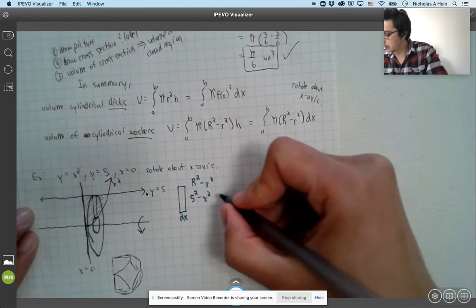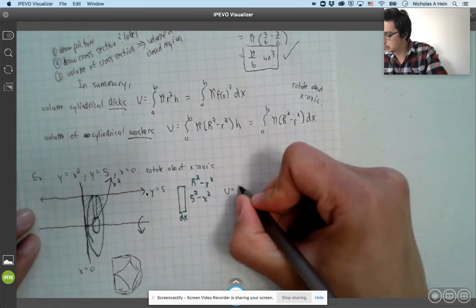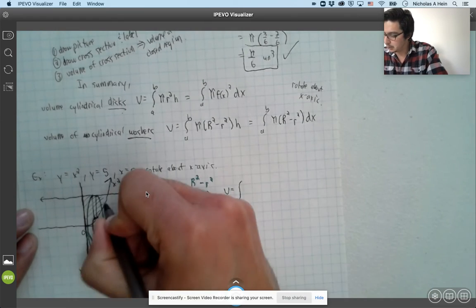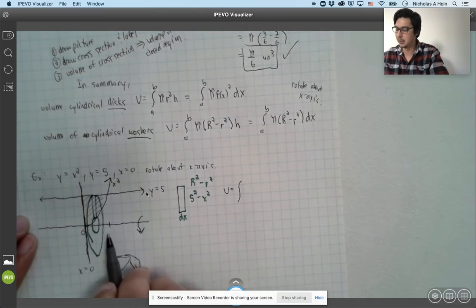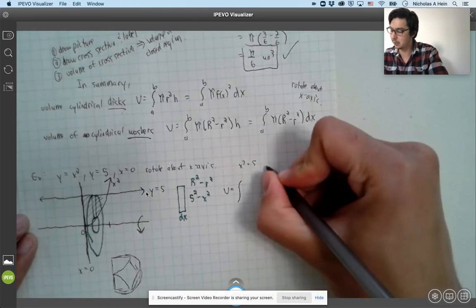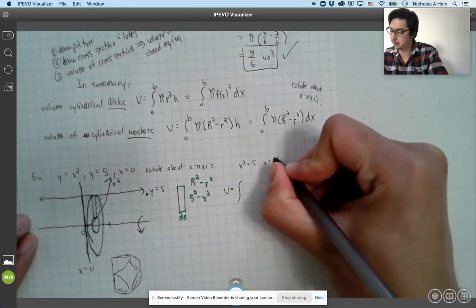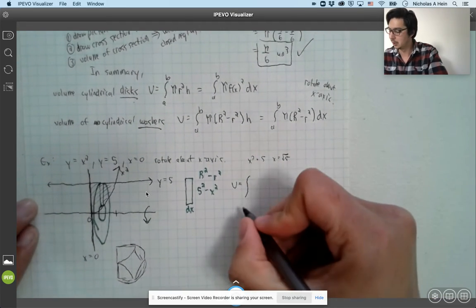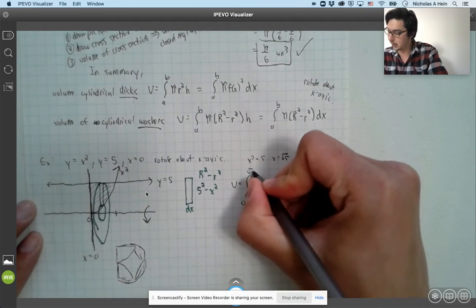So writing your volume, we're going to have the volume is equal to, now what is it going from? It's going from 0 to, and what's that point? Now we could say when's x squared equal 5 and solve for x, which is root 5, which is great, and we'll do that. So the volume is going to go from 0 to root 5.